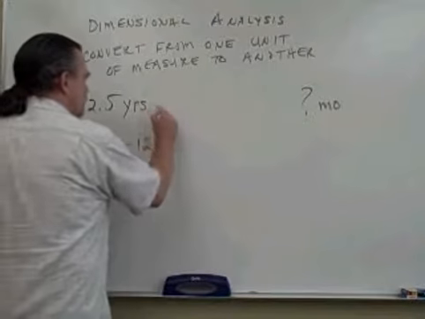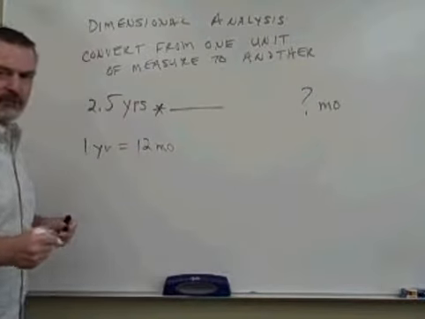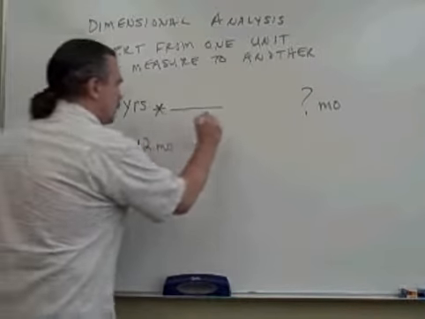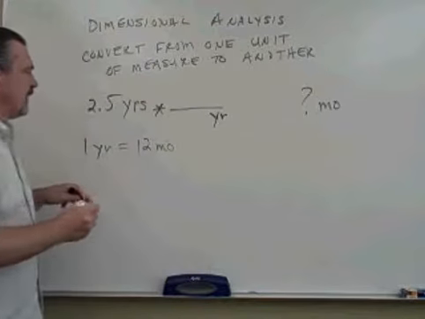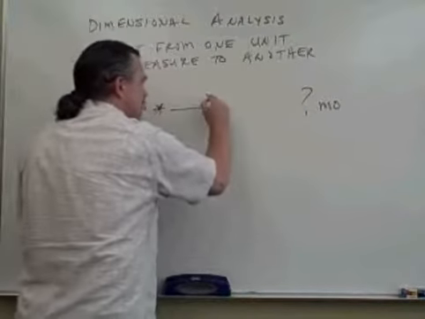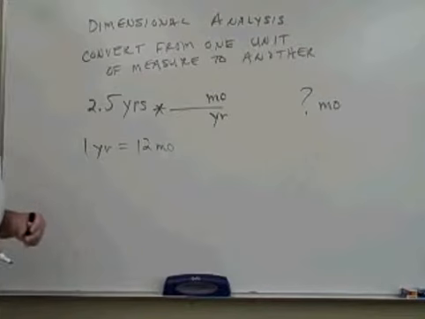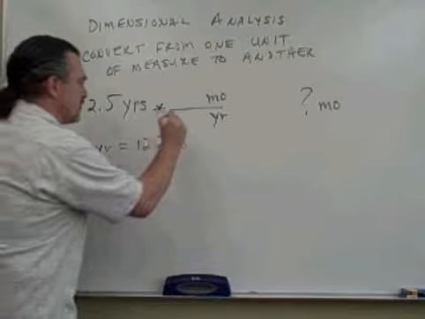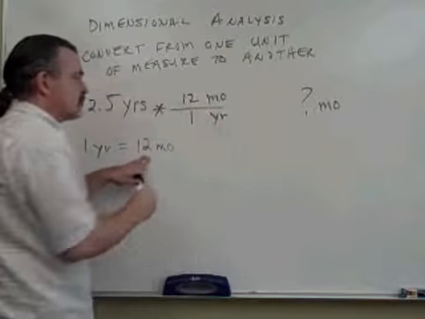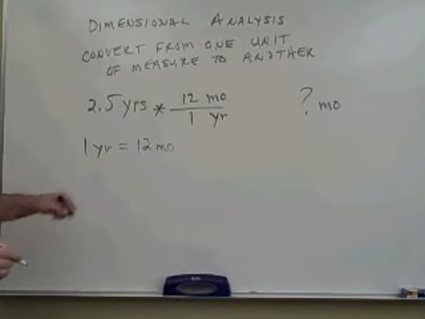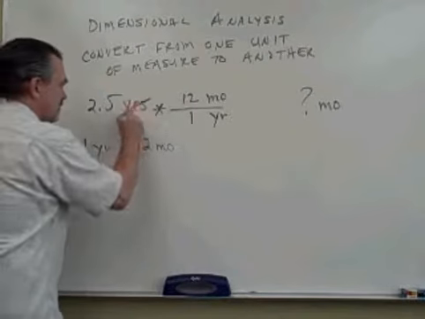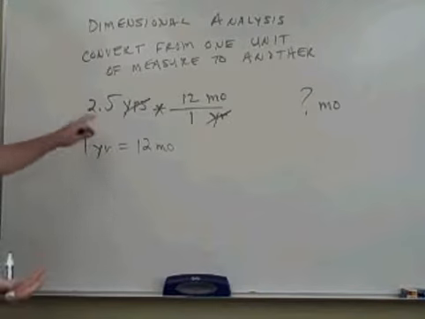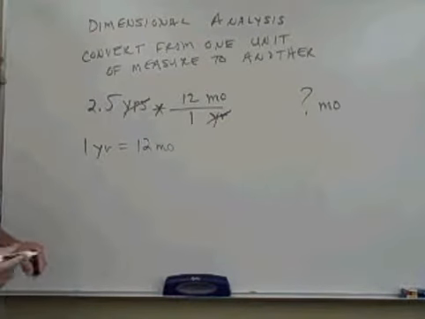So we can use this equivalence to create one of our conversion fractions. And since we want years to cancel, we'll put years in the denominator. And since we want to end up with months, months has to go in the numerator of our conversion fraction. And then we put in the numbers. 1 goes with year and 12 goes with month. And so now it simply becomes a matter that the years cancel, leaving us the dimension of month that we wanted, and now we multiply 12 times 2.5.